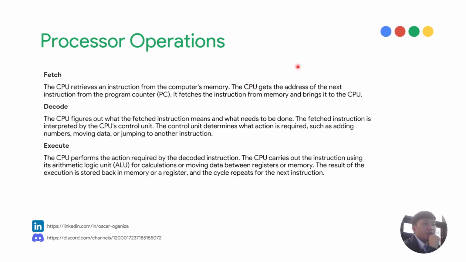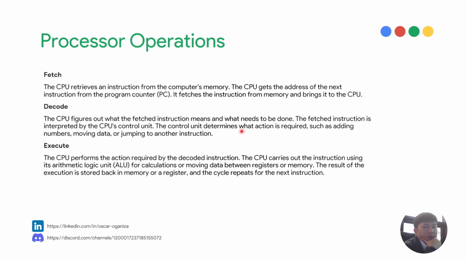Once the CPU has the address of the next instruction, it fetches the instruction from memory and brings it to the CPU. Once it gets the address, gets the instruction, it then goes to the CPU. That's all there is to it. It just gets the instruction, it just gets the data. Okay? Once it gets that, it goes to the processing unit. What does the processing unit do? It figures out the instructions. No? What should happen, what should be done. The fetched instruction is interpreted by the CPU's control unit.